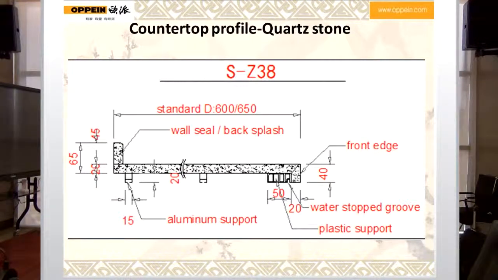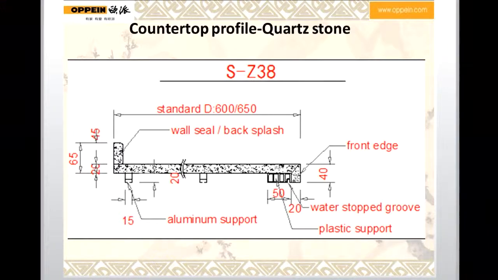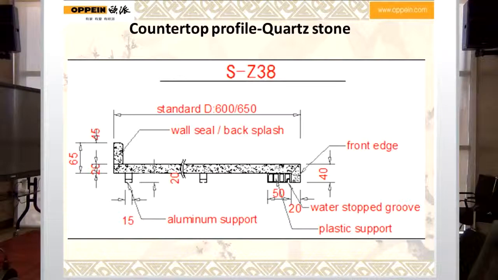X-Z30A is one of the cold stone profiles. The standard depth is 600 or 650 mm. Here is the washout, or we call it backsplash. The standard height for cold stone is 45. And here is the front edge. It is 40 for this code.